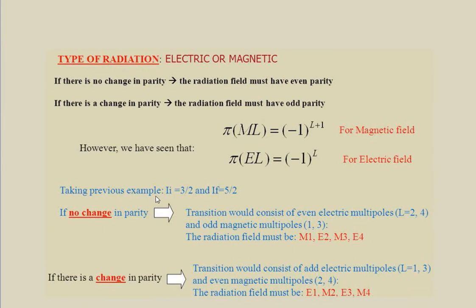So we are considering 3 by 2 to 5 by 2. Suppose we discuss the first case here, if there is no change in parity.